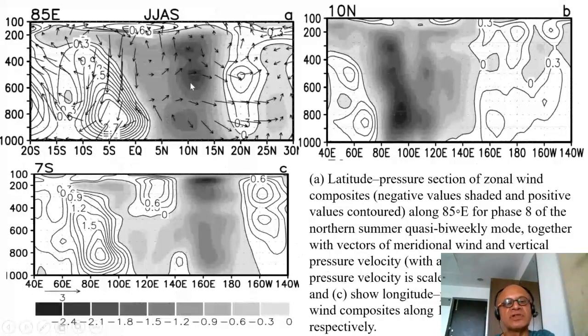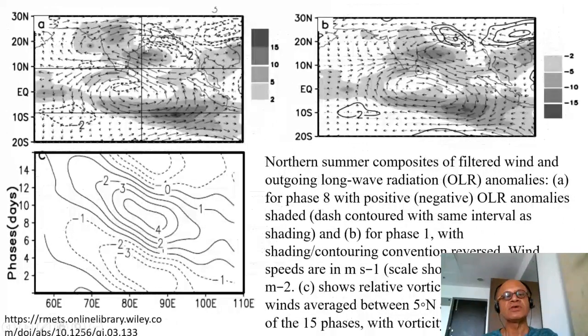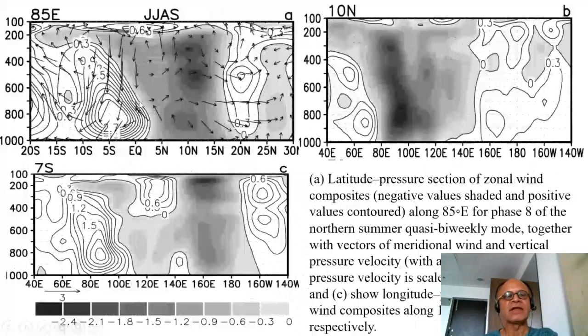So here it's negative, so shaded numbers are negative. Zonal velocity means they are easterlies going from east to west, and the contours are positive, so they are westerlies. So you can see that along 85° east, along this longitude here, we are basically capturing this structure that we are looking at in this top view.